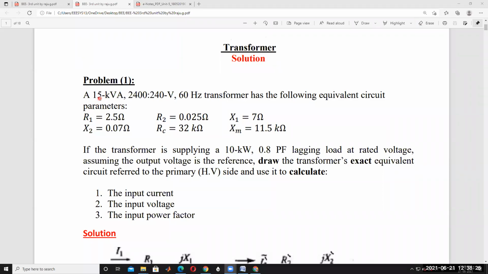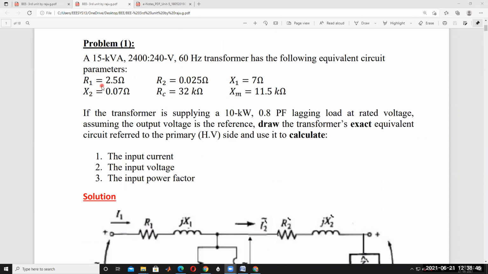Okay, so this is called the rating of the transformer: 15 kVA, 2400 by 240 volts. This is called the primary side voltage, 2400. Okay, 2400 by 240 volts. This is the primary side voltage and this is called the secondary side voltage. And the 60 Hz transformer has the following circuit parameters.